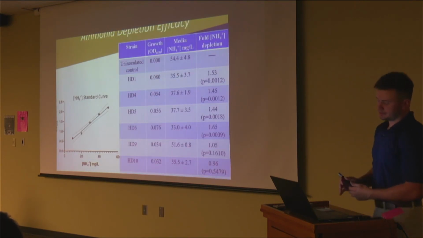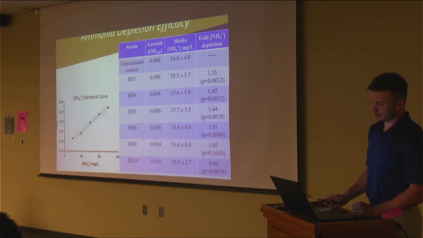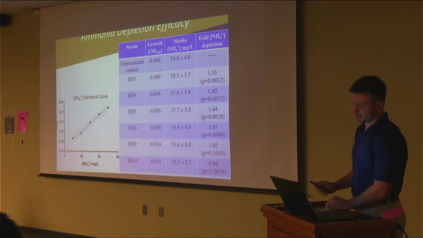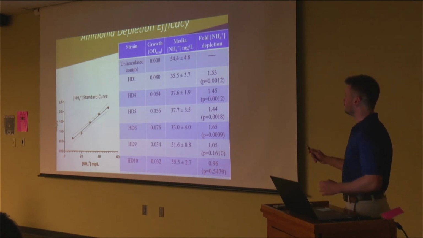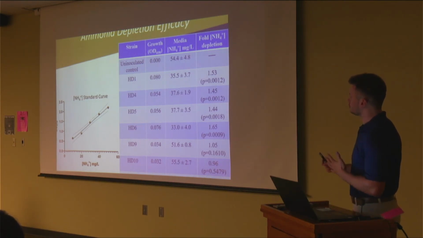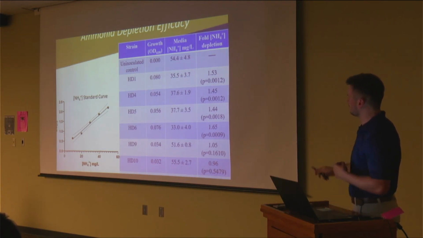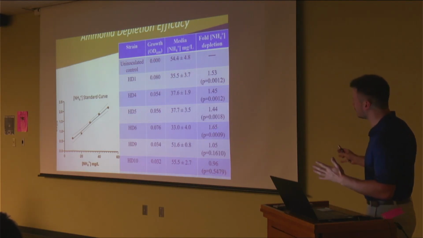So here is our depletion efficiency and our standard curve for the high density as well as low density. We didn't use all of them because some of them were too low to use, so we took the best results out of the high density and low density. And one that I really want you to pay attention to here is the high density 6. We saw a metabolism rate of 1.6-fold, which is pretty good.